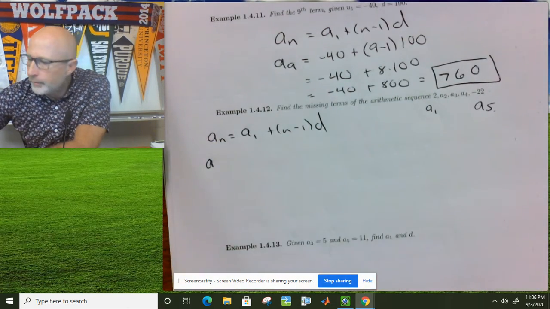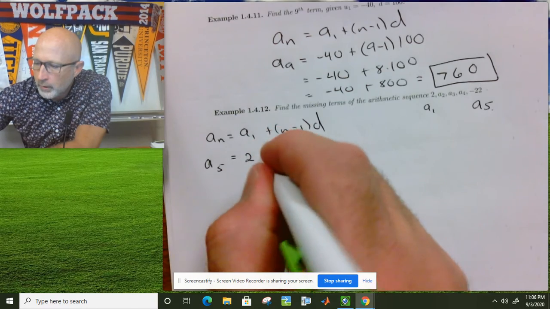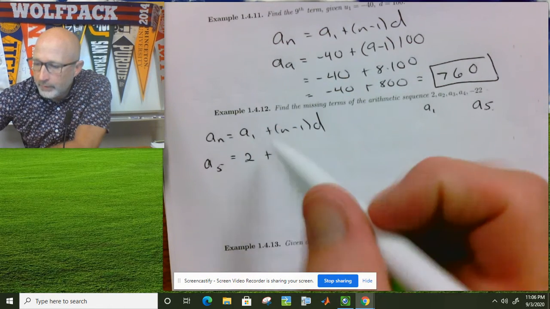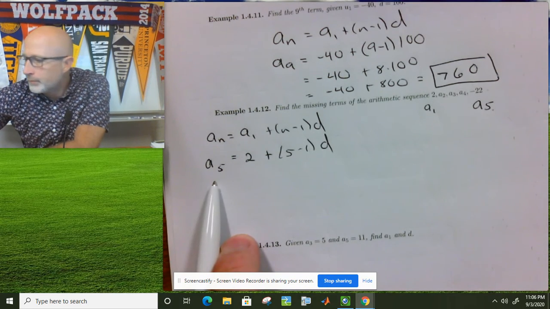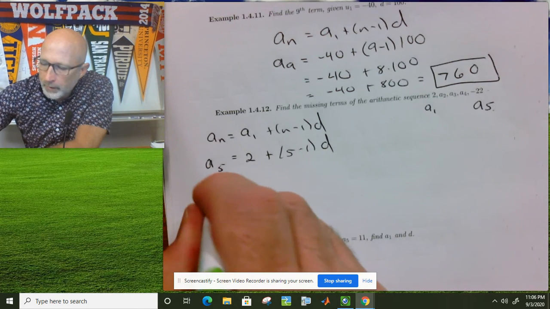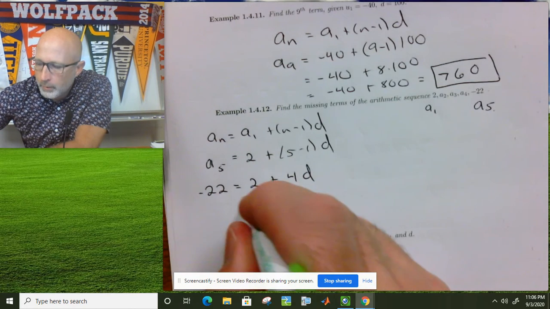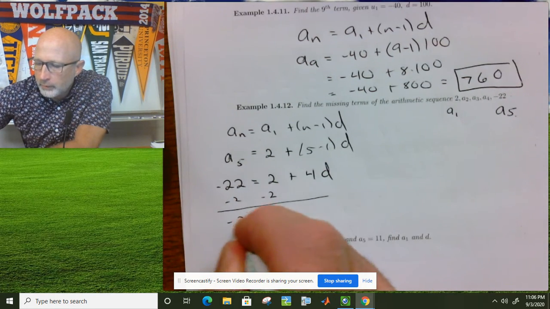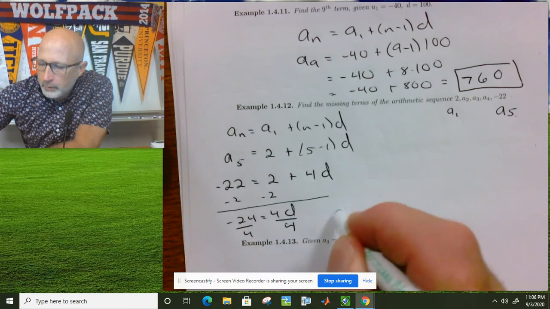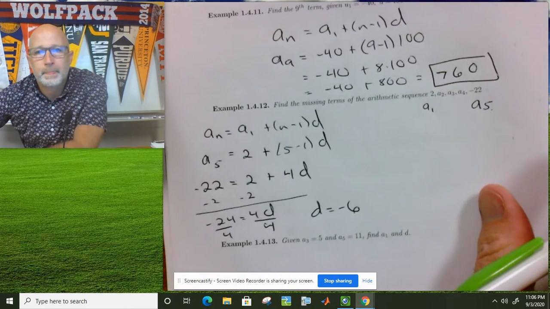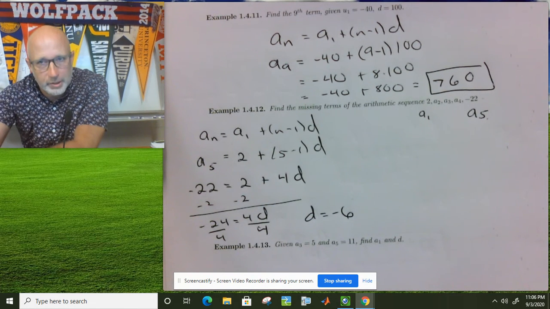So I have a of 5 is equal to a of 1, but we know a of 1 is 2, plus n was 5, so I have 5 minus 1 times d. Now a of 5 is negative 22. So negative 22 is equal to 2 plus 4d, minus 2, minus 2. Negative 24 is equal to 4d. Divide both sides by 4. So d is equal to negative 6. So the common difference is you're going down by 6 each time.